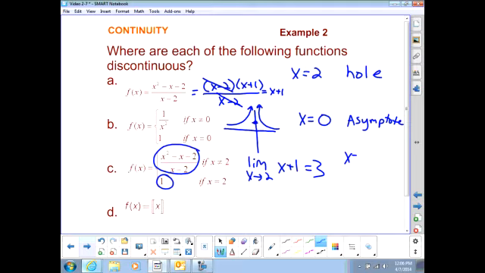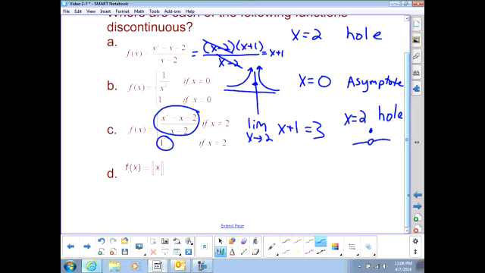So at x equals 2, we will be discontinuous because the limit as x approaches 2 does not equal f of 2. Okay, what we would have there, we would have a hole. So that would be the situation that has a hole, and then you've got a point somewhere else.